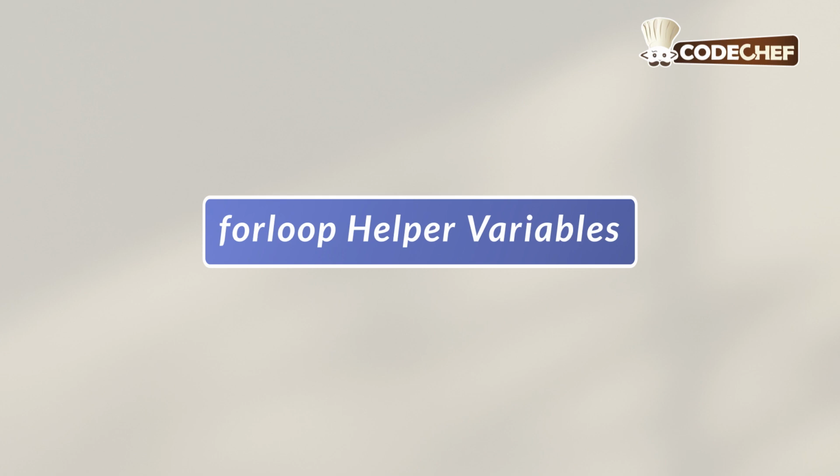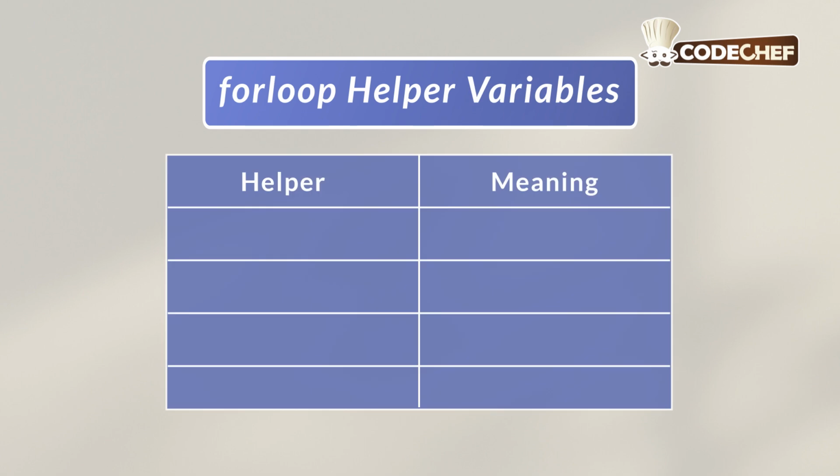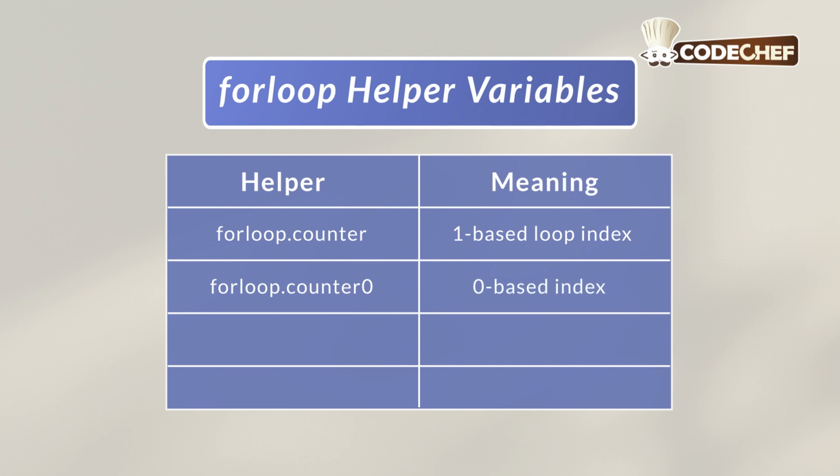Now let's also look at some for loop helper variables. Django gives us some built-in variables during loops. This helps show item numbers, check if it is the first or last item, and so on. You can see this in action when we look at the examples. So here are some examples that we have. We have forloop.counter, which is a one-based loop index in order to count the number of items in a list. And we have forloop.counter0, which is a zero-based counting index.